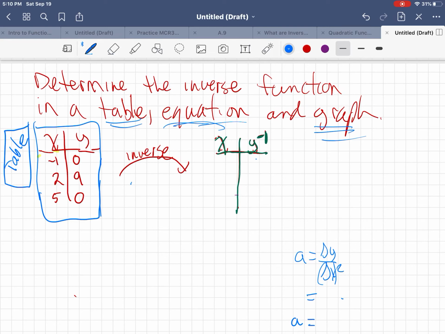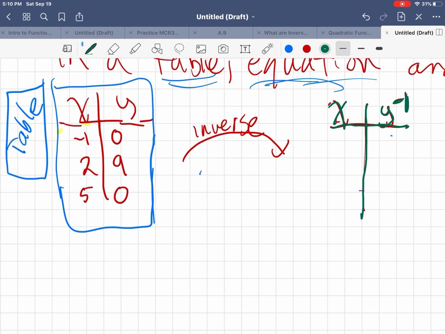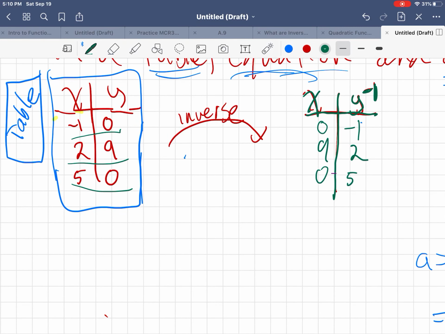So to begin with, let's get the inverse in table form. What we remember from class, hopefully, is that when we're getting the inverse in a table of values, we're just interchanging x and y. The y-intercept becomes the x-intercept, and the x-intercept becomes the y-intercept. We interchange the domain and the range. So for this one, the first point of -1, 0 becomes 0, -1. 2, 9 becomes 9, 2. 5, 0 becomes 0, 5. So our x-intercepts turned into y-intercepts.